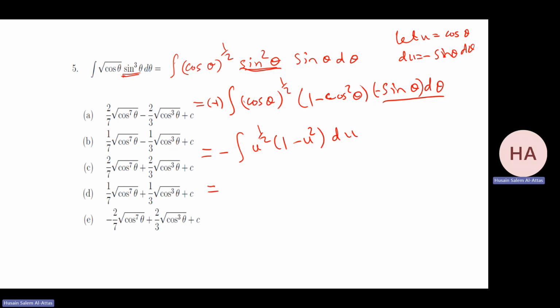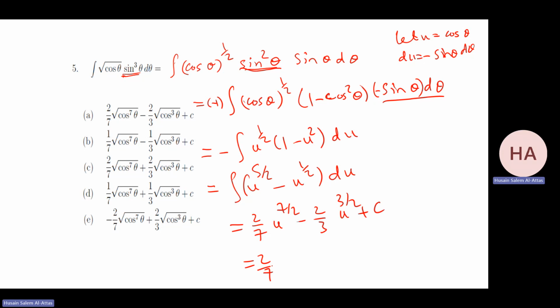So this will be what? This is u to the power 5 over 2 minus, minus. That will be u to the power 5 over 2 minus u to the power half du. Now do the integration. That will be 2 over 7 u to the power 7 over 2, minus 2 over 3 u to the power 3 over 2 plus c. Now I retain the u, which is what? Cosine. That will be cosine 7 over 2 of x or theta. He was using theta also. Okay. Minus 2 over 3 cosine 3 over 2 theta plus c. That will be the answer, under the square root.